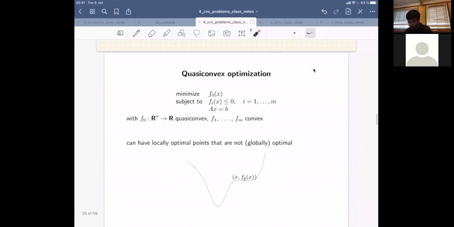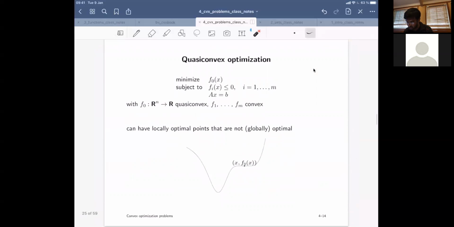I think we can stop here. Maybe just mentioning a few points. Quasi-convex optimization is the same standard form. The only difference is that f0(x) is now quasi-convex. Other things are the same. The fi have to be convex, not quasi-convex, and the equality constraints are linear.